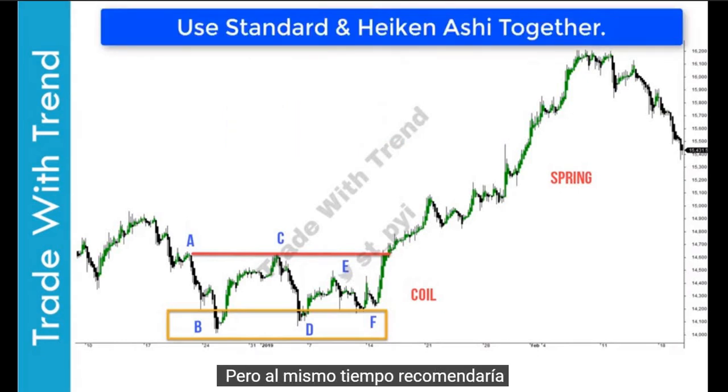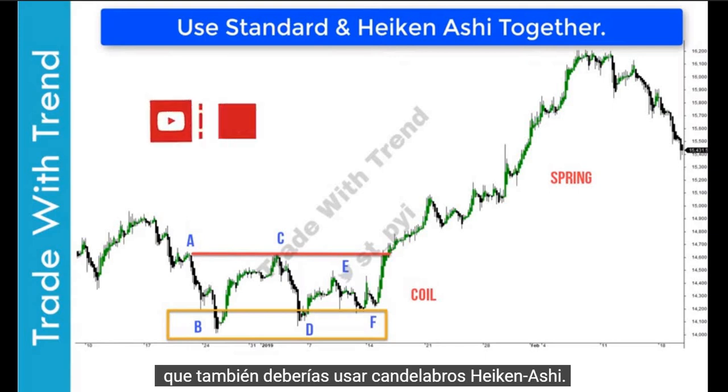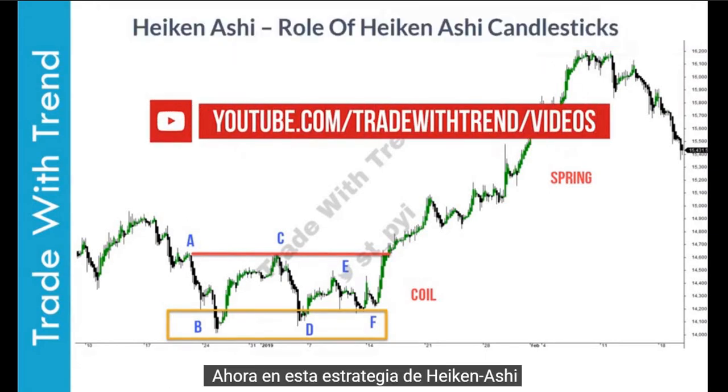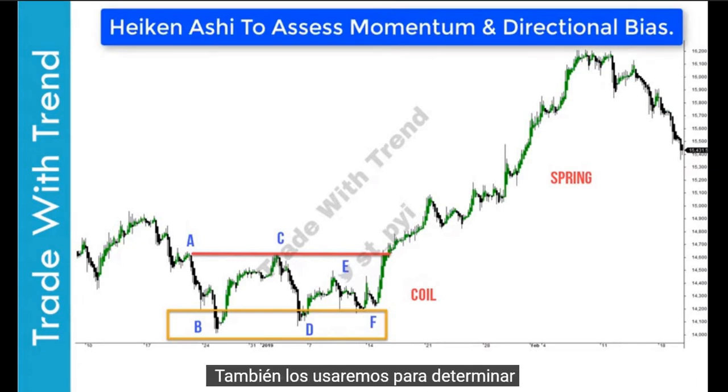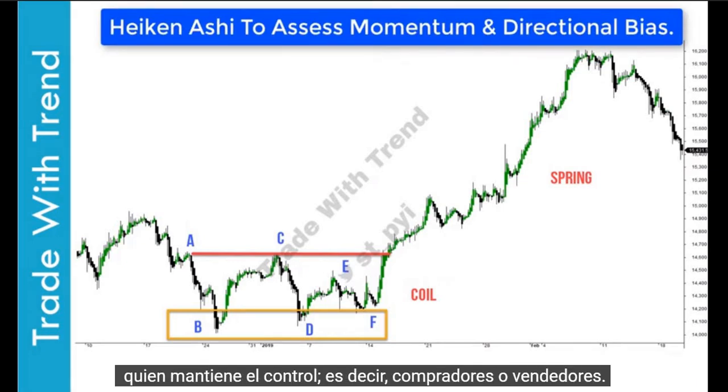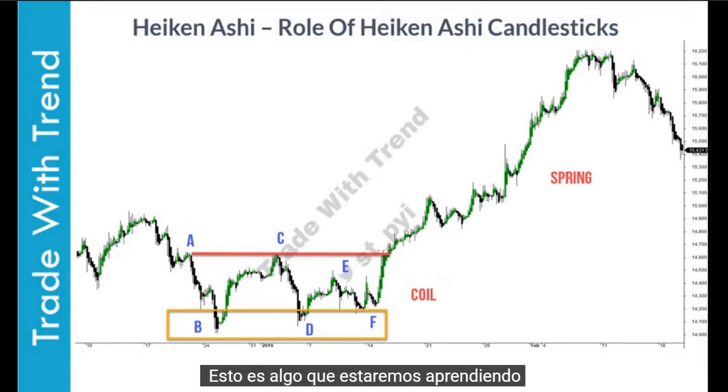But simultaneously, I would recommend that you should be using Heiken candlesticks as well. Now in this Heiken strategy, we will be using Heiken to assess momentum within the trend and the directional bias. We will also be using these to determine who remains in control, that is buyers or sellers. This is something we will be learning throughout this trading strategy in form of many examples.